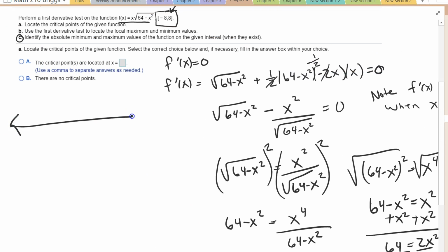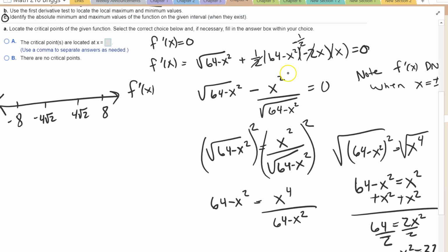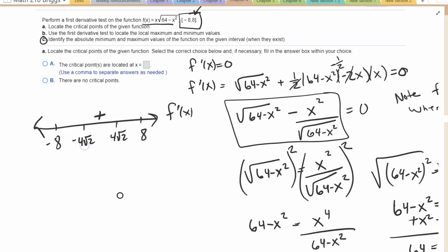So if I evaluate the first derivative at -8, minus 4 square root of 2, 4 square root of 2, and 8, if I plug values into my derivative, so this is my derivative function, let's say I plug in 0. If I plug in 0, the value of the function is the square root of 64, which is positive, minus 0, because I have a 0 in the numerator. So square root of 64 is positive. So that tells me from minus 4 square root of 2 to 4 square root of 2, the value of the derivative in that interval is positive.